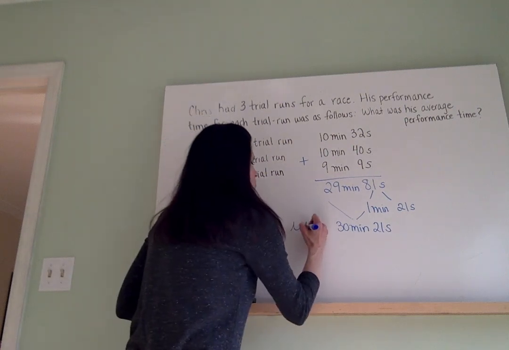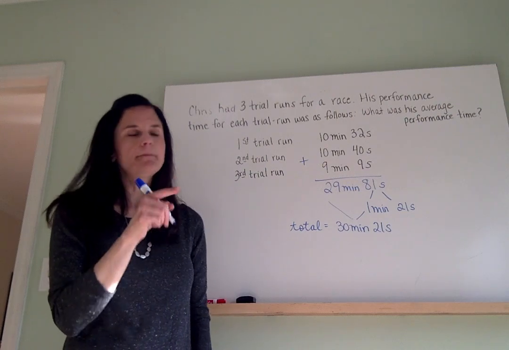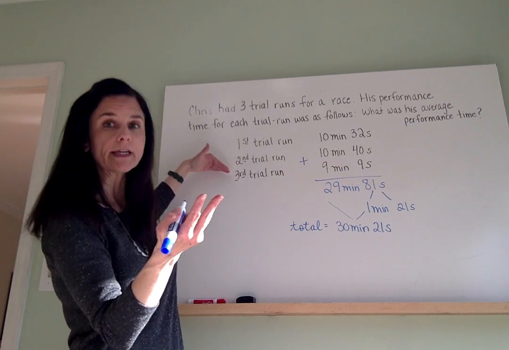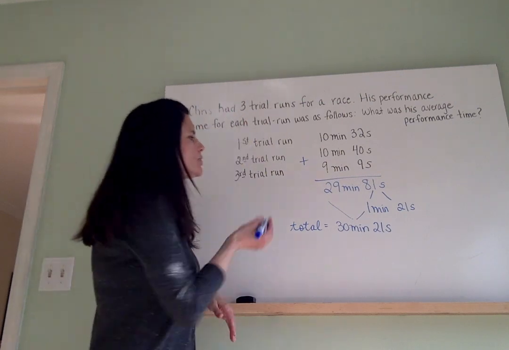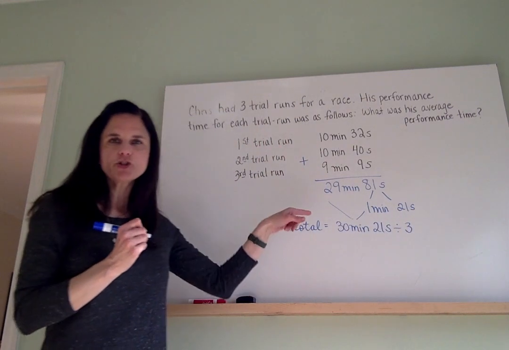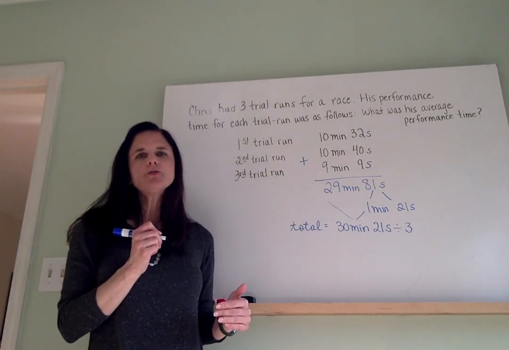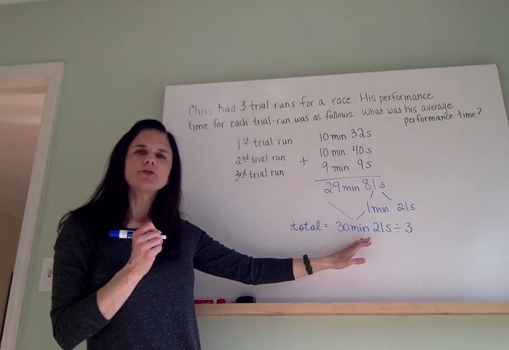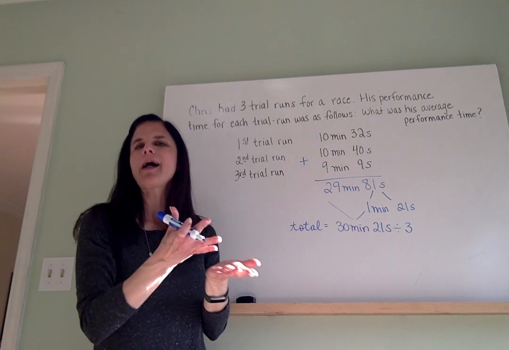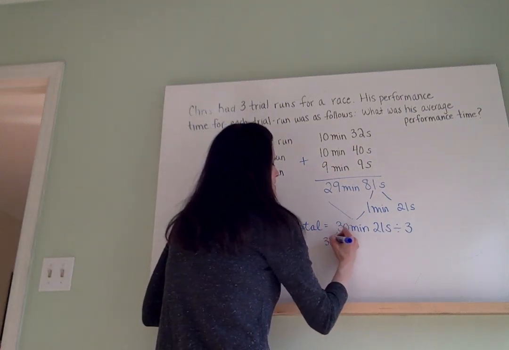We can even write that down as total. But we're being asked to find what was his average time. So again, we're going to take that total and divide it by 3 because he took 3 trial runs. So we're going to take 30 minutes, 21 seconds and divide each of those units by 3. If you'll remember last week when I went through how to do this, you're going to be dividing your units separately. So you want to divide your minutes first and then your seconds, and then combine them back together at the end. So let's start with 30 minutes.